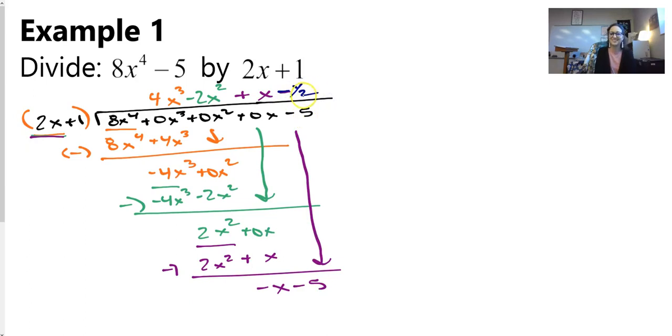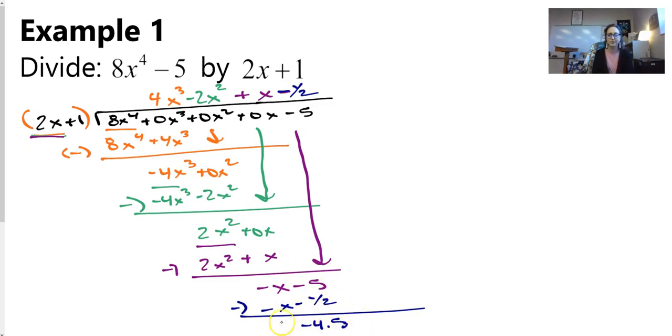All right, so now I'm going to take the blue and distribute it to the divisor. So negative 1/2 times 2x is going to be negative x, and then I've got minus 1/2 or 0.5 there. Now I'm going to subtract. The x's go away, and I have a negative 5 minus a negative 1/2, so plus a 1/2. So I get negative 4.5, so I'm going to go negative 4.5 here.